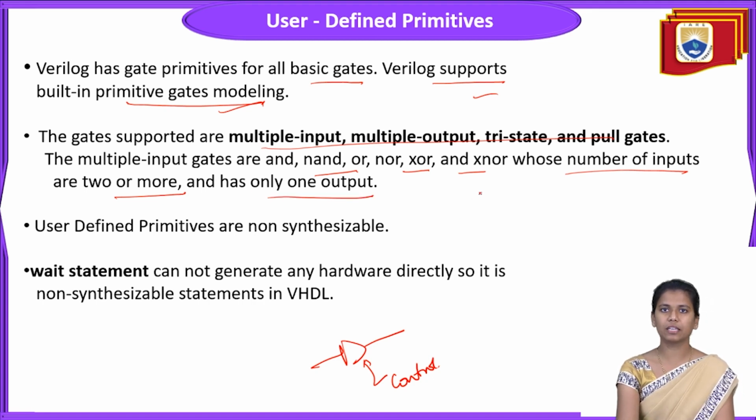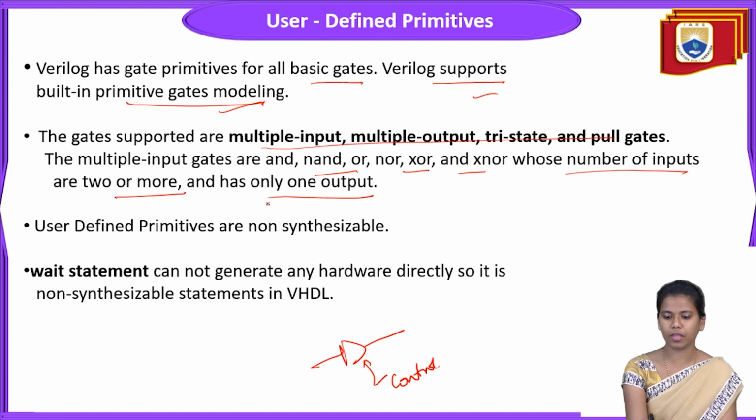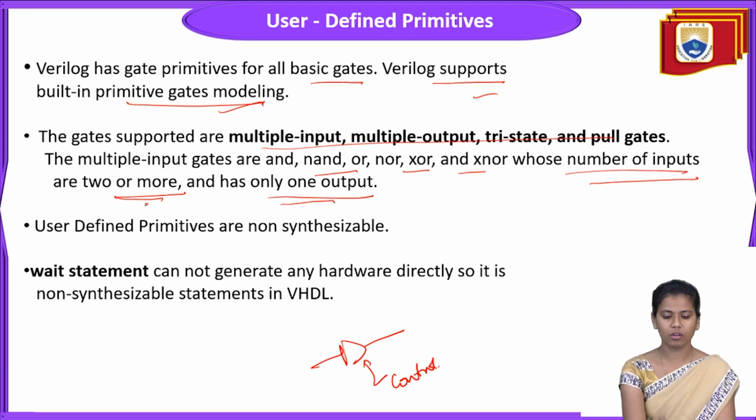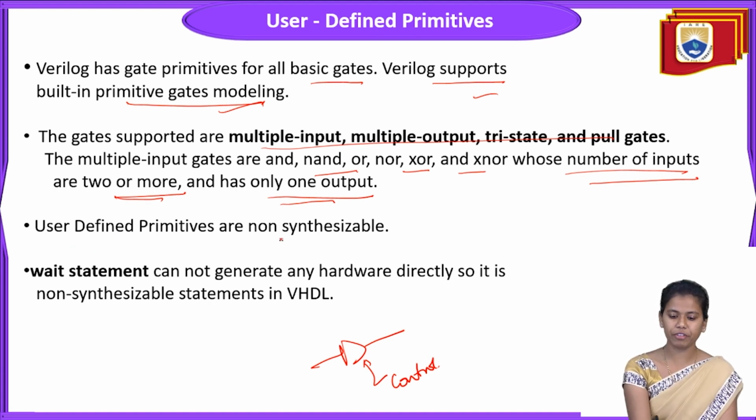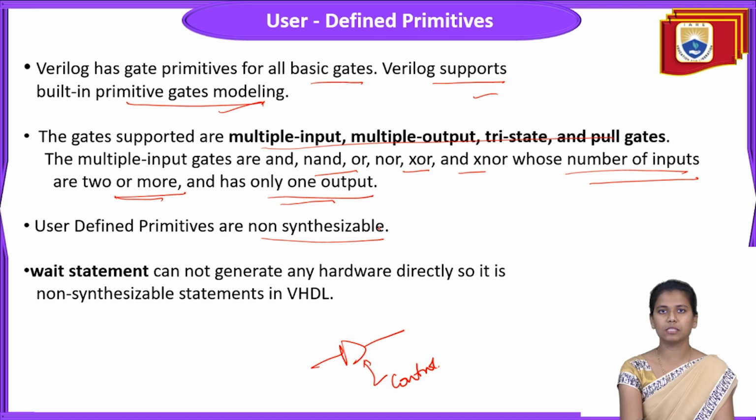This statement is talking about the different kinds of gates. Some gates have more than one input and some have only one input, but ultimately the output is observed as one. Here it states the same thing: it has only one output, but the number of inputs is 2 or more. And these user-defined primitives are non-synthesizable.